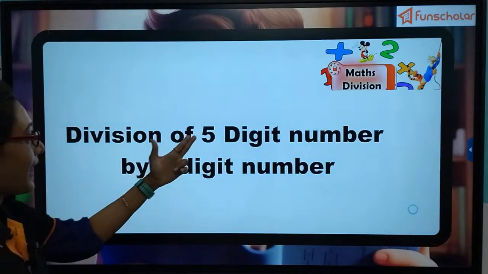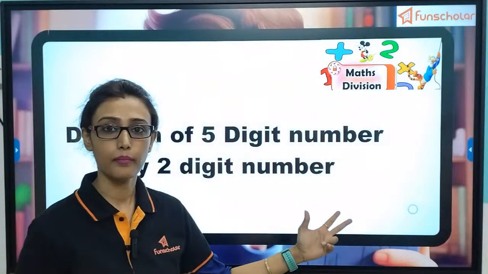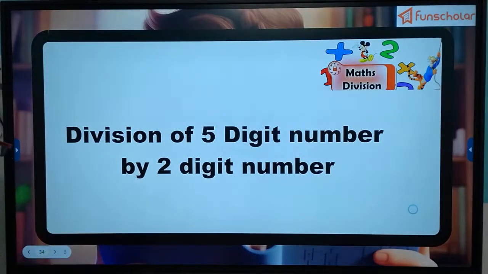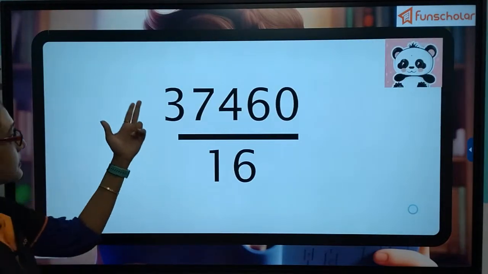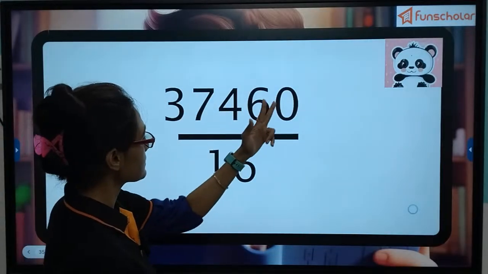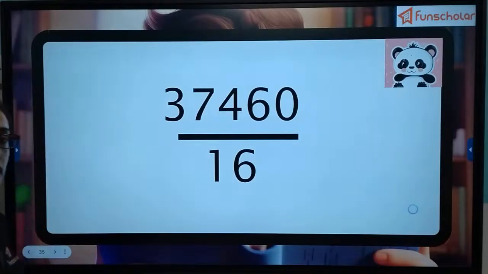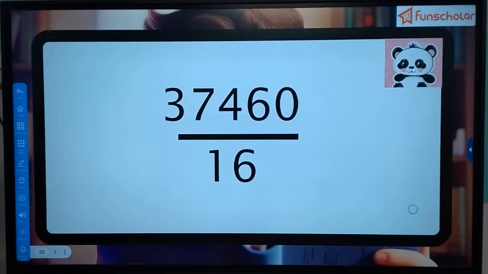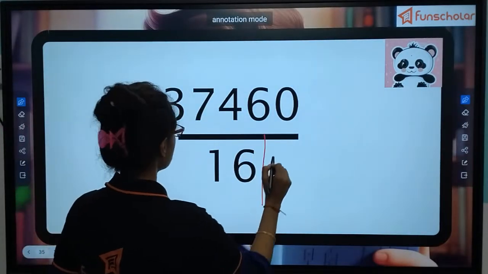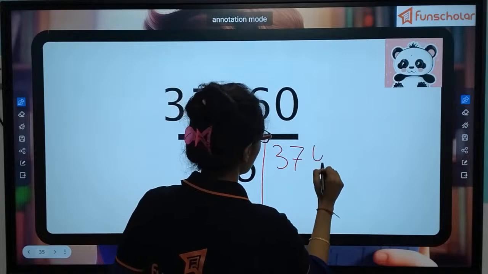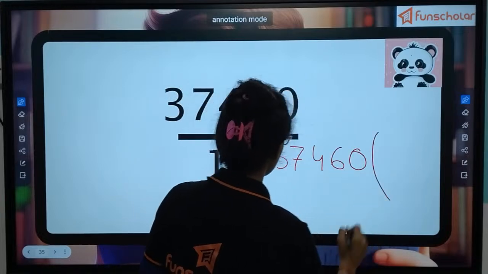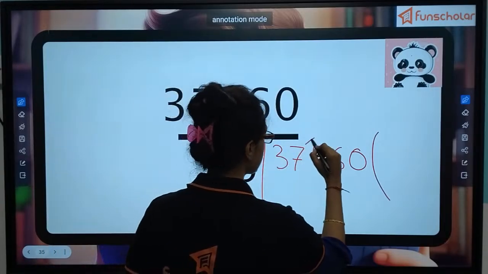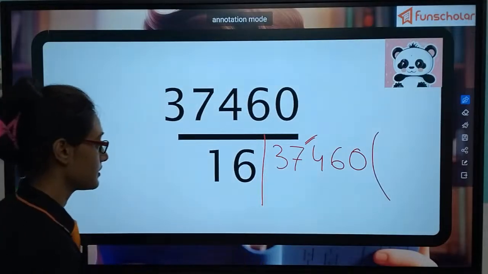Now division of a 5-digit number by a 2-digit number. Till now we have done 1 digit. Now comes 2 digits. See, 37460 divided by 16. So let's divide. 37460. Now 16 is there, so we cannot take 3 as 3 is smaller, so we'll take 37.